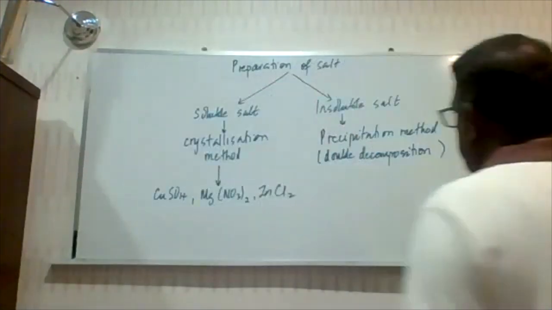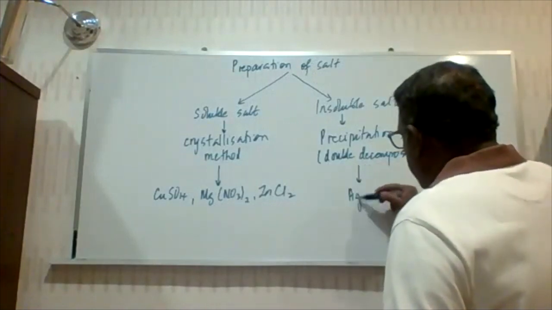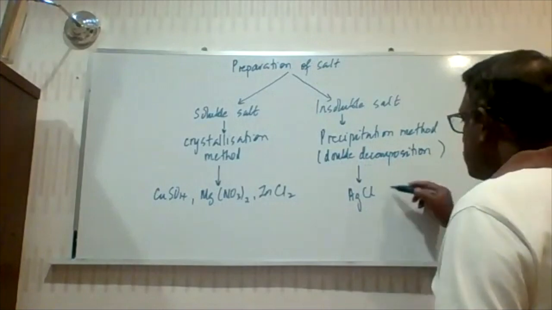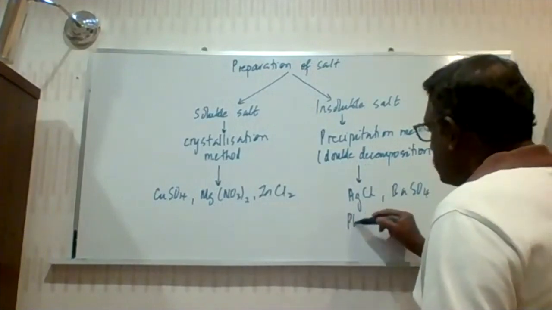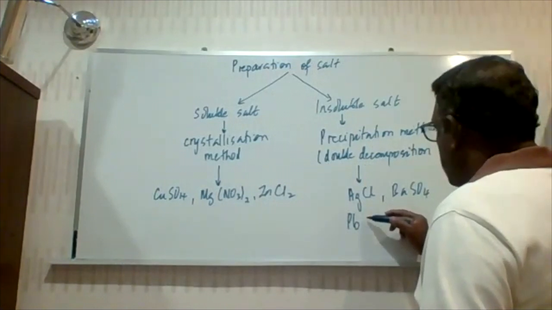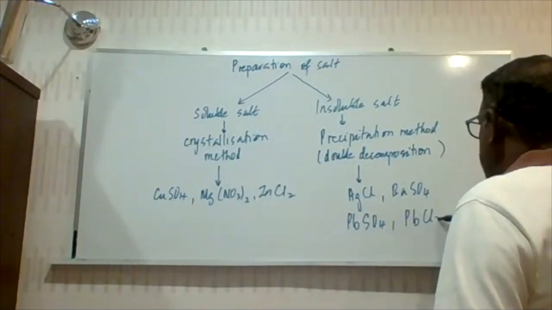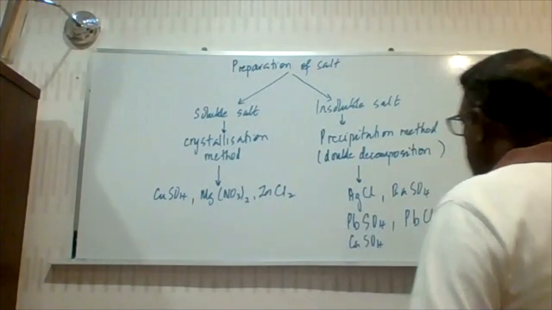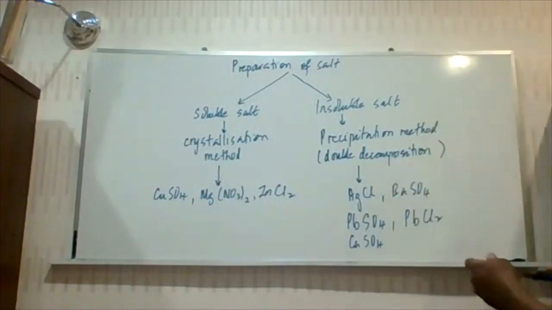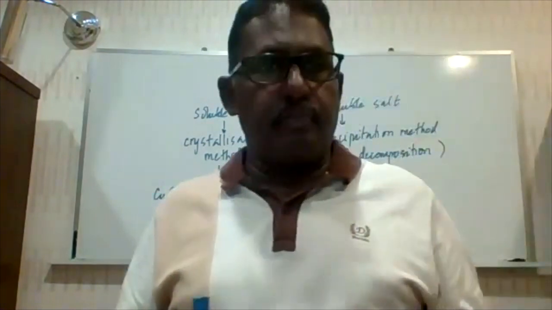Under the precipitation method, salts that we prepare by this method will be silver chloride, that's an insoluble salt. Barium sulfate, that's an insoluble salt. Let's say lead 2 sulfate, lead 2 chloride, and then calcium sulfate, those are all insoluble salts. So these are all by the precipitation method. The earlier ones will be by the crystallization method. So that's very clear.